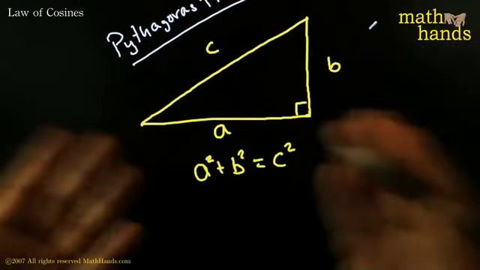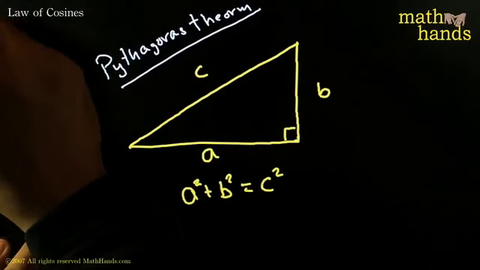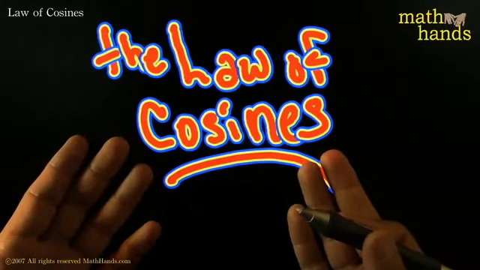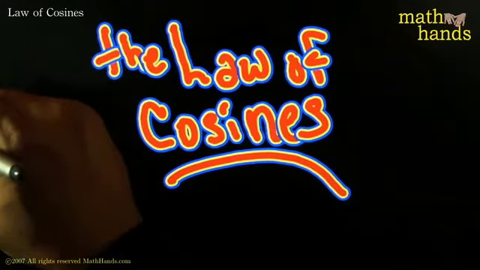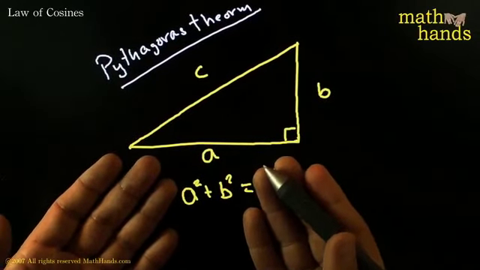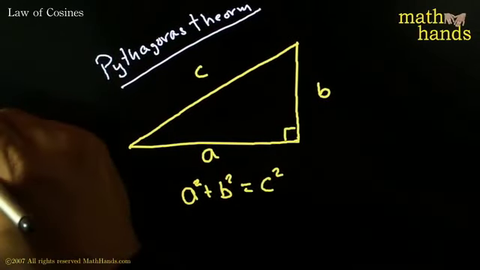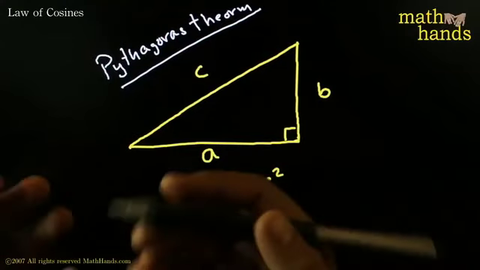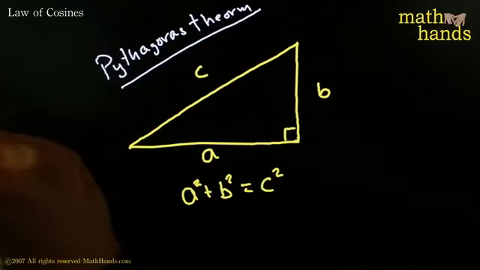And then the question is, how is this related to what we have to study today, which is the law of cosines? The law of cosines is, in fact, intimately related to the Pythagorean theorem. Here's one way to think about it. One way to think about it is like this.